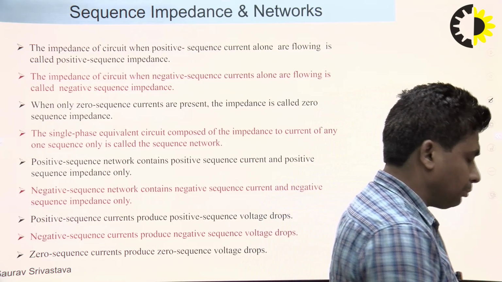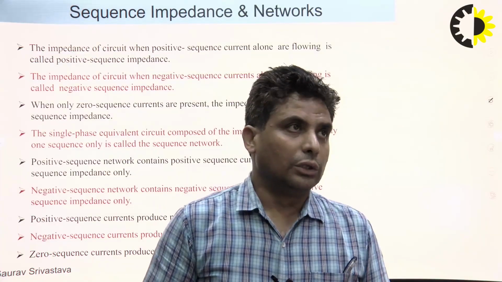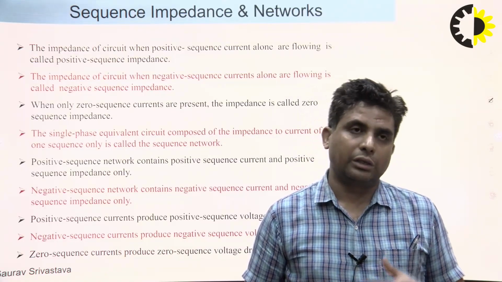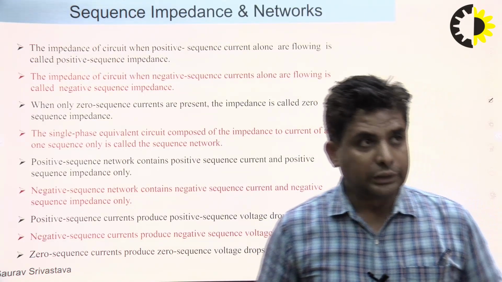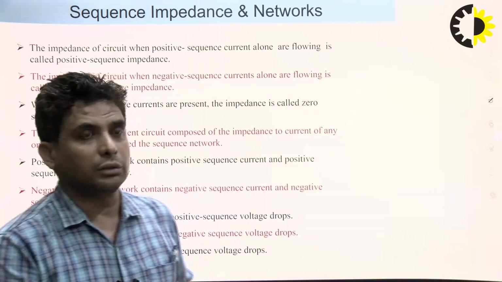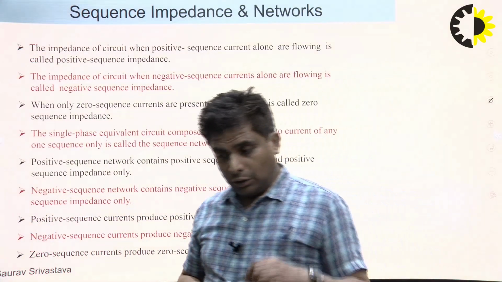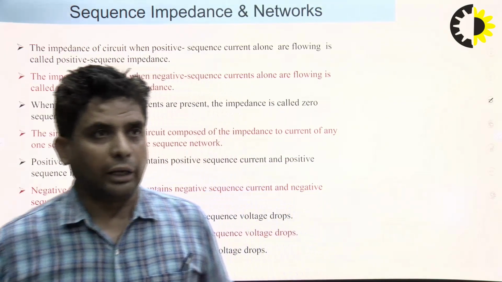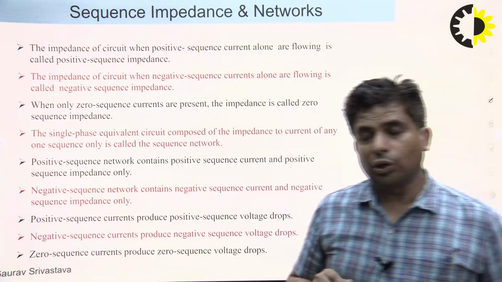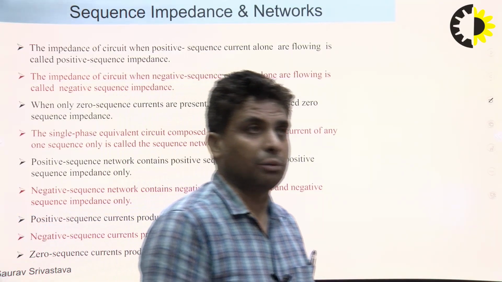When we discuss sequence components, we draw the sequence network accordingly, along with the sequence impedances. The impedance of the circuit when only positive sequence current is flowing is called the positive sequence impedance. Similarly, the impedance when only negative sequence current components are flowing is called the negative sequence impedance, and when zero sequence current is present in the circuit, the impedance is called the zero sequence impedance. That is the definition of the positive, negative and zero sequence impedances.